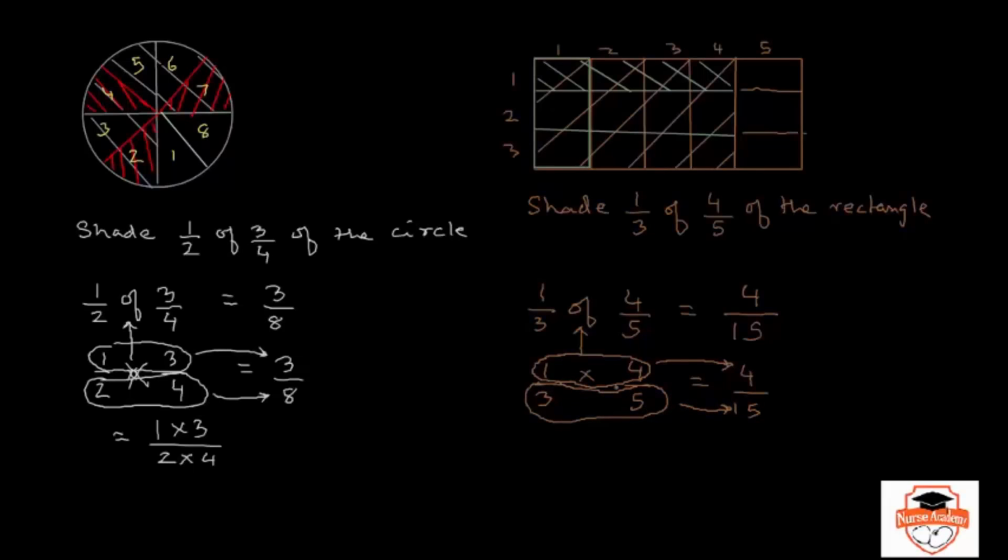So we can safely conclude that when we multiply 2 or more fractions, the answer is a fraction whose numerator is the product of the numerators of the fractions you're multiplying, and the denominator of the product is the product of the denominators of the fractions you are multiplying.